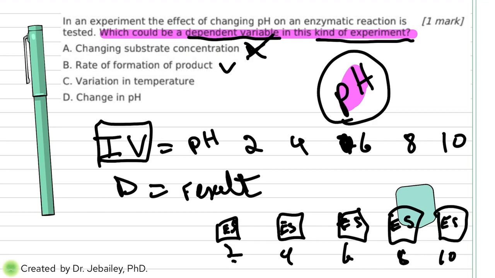But you're checking at pH 2 how the enzyme is working. And then you're checking at pH 4 how the enzyme is working. And you keep doing this, so you can figure out in which of these pHs the enzyme is working the fastest. So B looks more like a promising answer, but let's check the other ones.